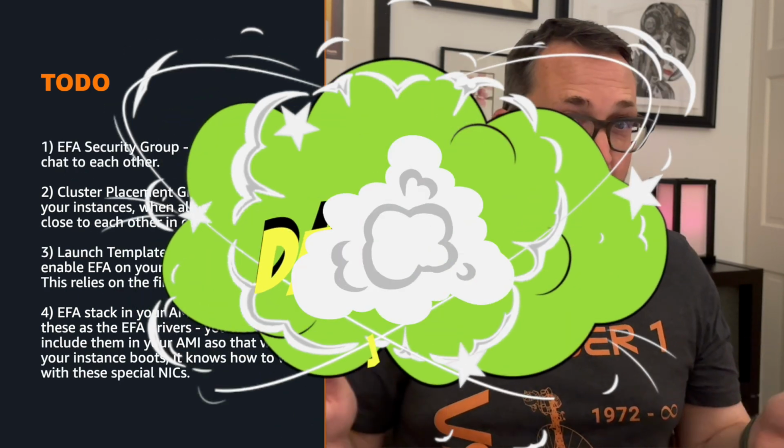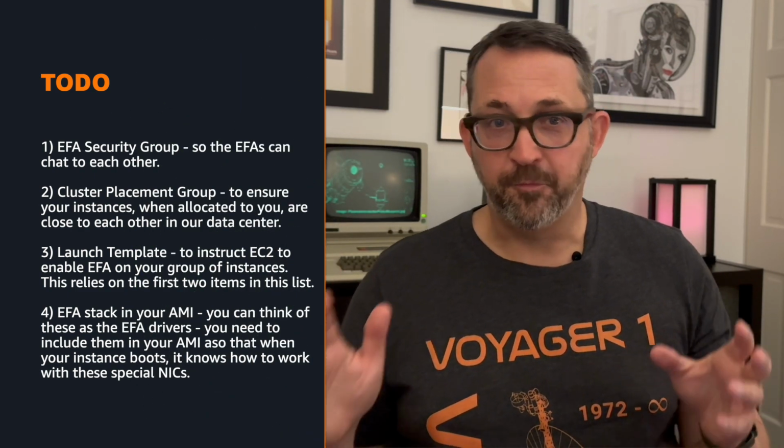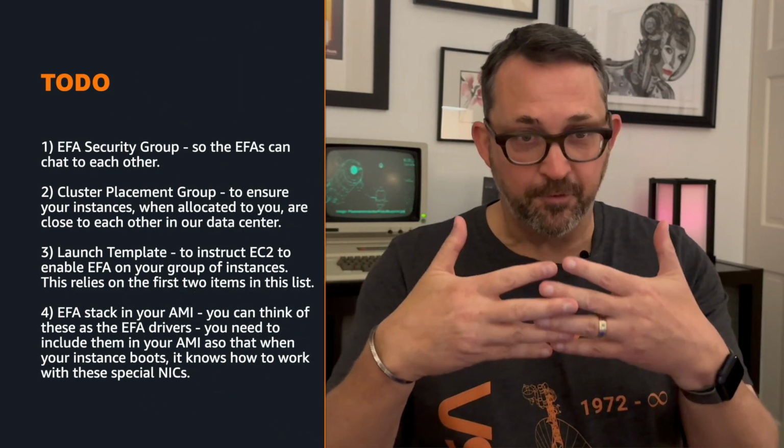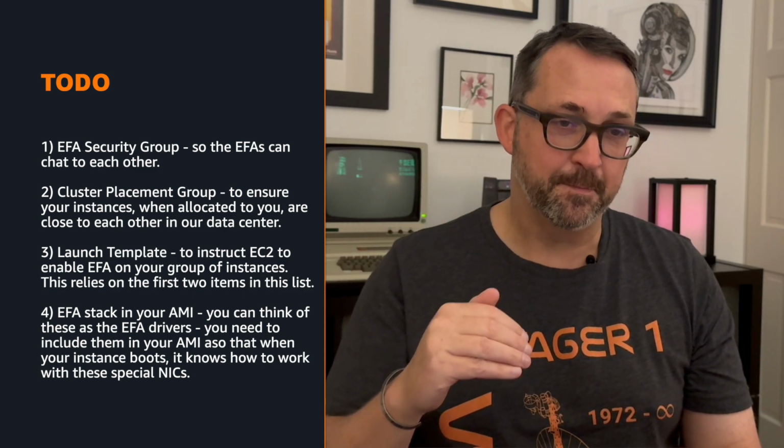Physical proximity is king in HPC networking, even in the cloud. And after all, the speed of light's not just a good idea, it happens to be the law. So to help with that, you need a cluster placement group. That helps EC2 know that you want all your instances to launch close together. You need a launch template that shows PCS how to configure EFAs for its instances. And that launch template relies on the security group and the placement group. So there's an order of operations in how you create things.